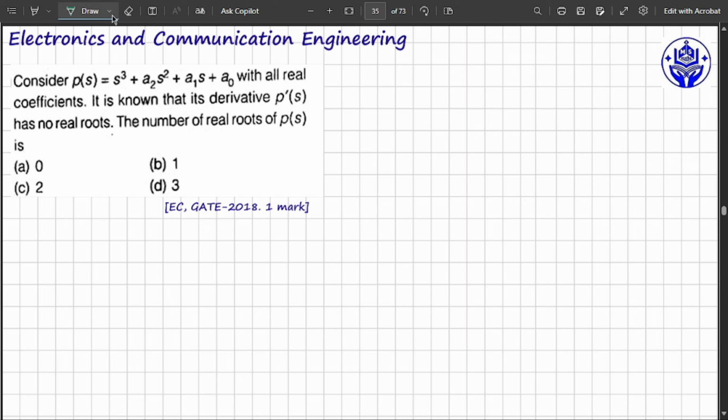p of s as a function. This is what p of s is given: s cube plus a2 s square plus a1 s plus a0, with all real coefficients. It is known that its derivative p dash of s has no real root. So it is 3s square plus twice of a2 s plus a1, which has no real root. Then the number of real roots of p of s.